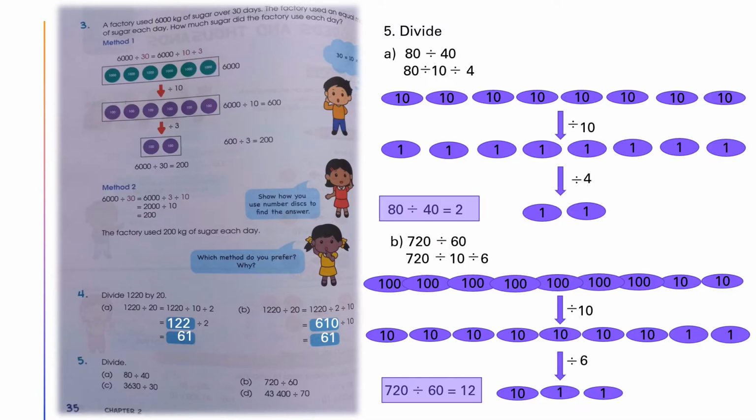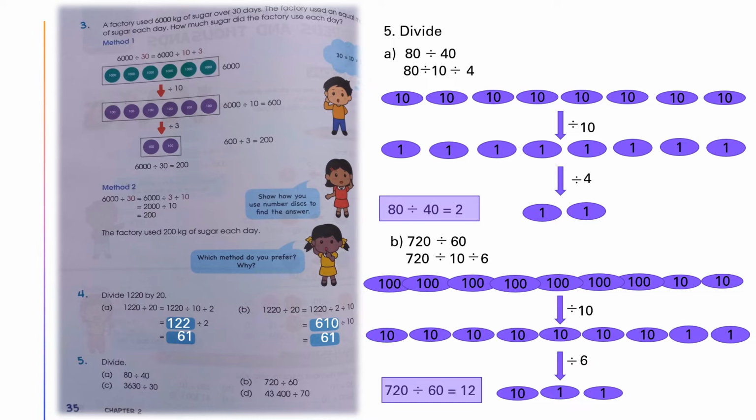Now look at question 3, which says a factory used 6,000 kilograms of sugar over 30 days. The factory used an equal amount of sugar each day. How much sugar did the factory use each day? In order to find out the answer, we simply have to divide 6,000 by 30. But before dividing, we have to break up 30 in terms of 10. So we break up 30 as 10 and 3.